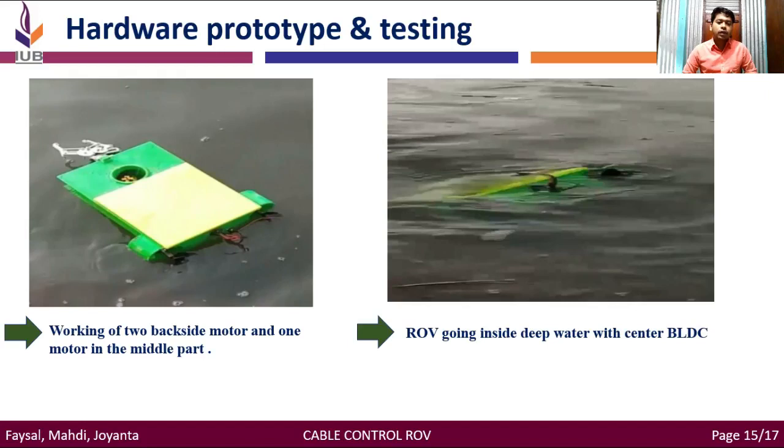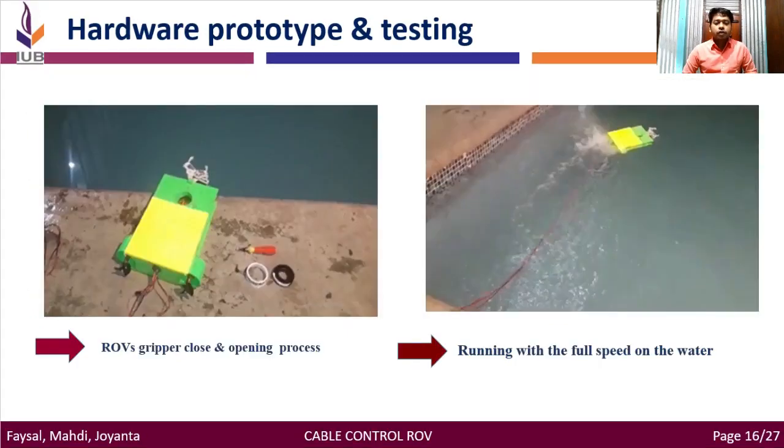Hardware prototype and testing. Here is our hardware prototype of the ROV. You can see we have finally made it. From the first picture you can see that when we put it into water it basically floats, but when we turn on the middle motor of the ROV at full speed, the body goes down slowly. We also added a gripper in front which can take materials from water, and it works perfectly.